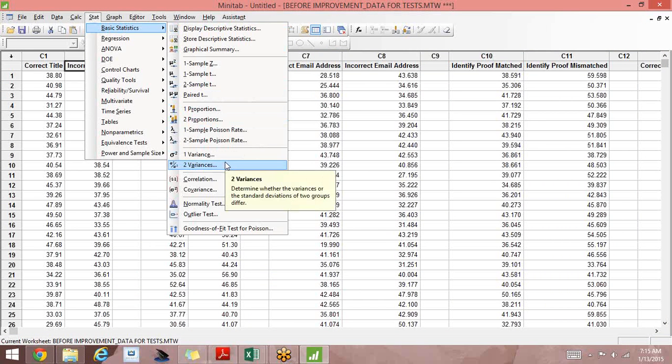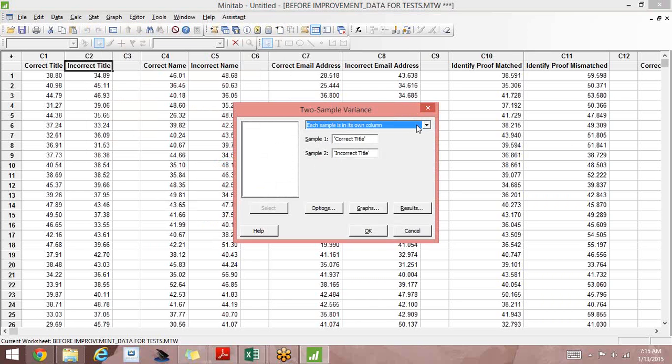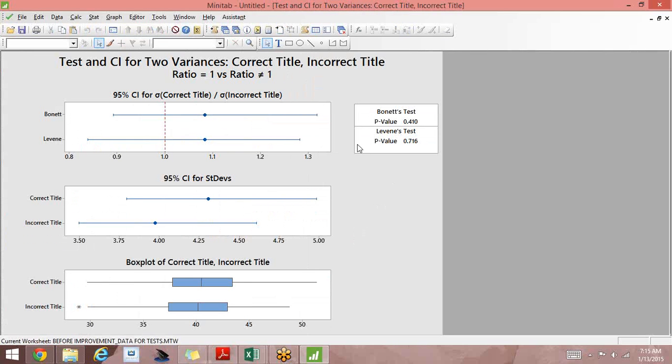So I go to stat, basic statistics, two variance test. I click on that. So is a sample in one column or is a sample in two columns? Sample is in its own column, right? Correct title has its data, incorrect title has its data. So I selected both the samples. I just click on OK. Here I need to look into Bonett's test. 0.410. So if P high, what will you select? Null hypothesis or alternative hypothesis? If P is greater than 0.05, null hypothesis. So what is a null hypothesis for variances? Two variance test. What is the null hypothesis?